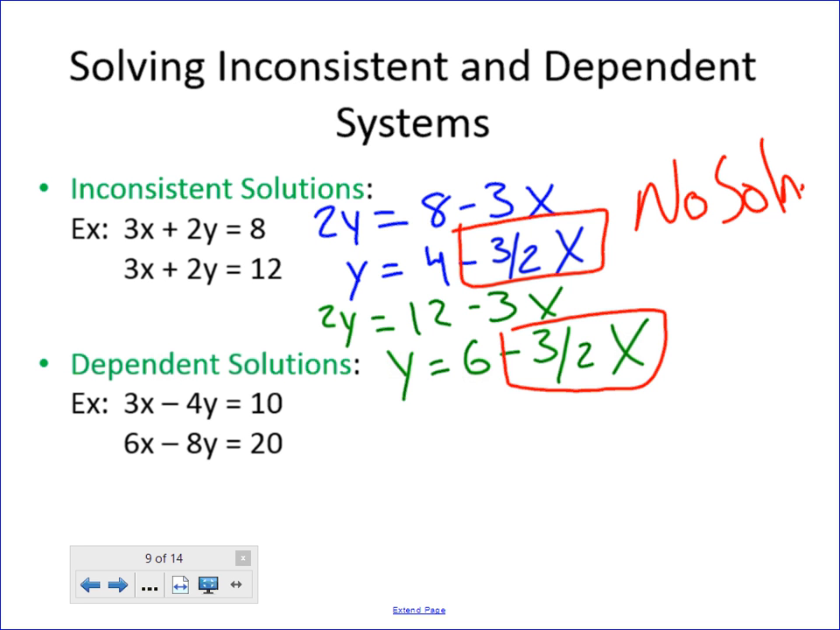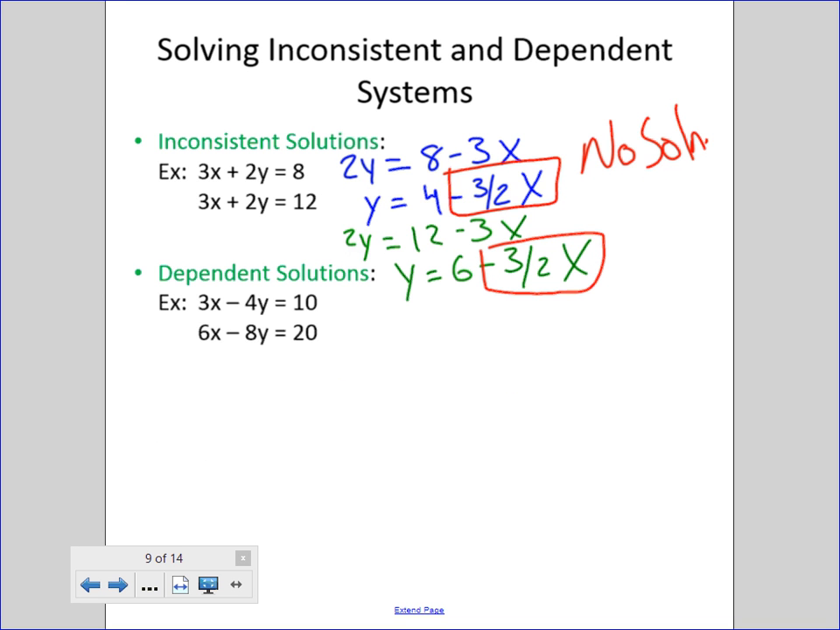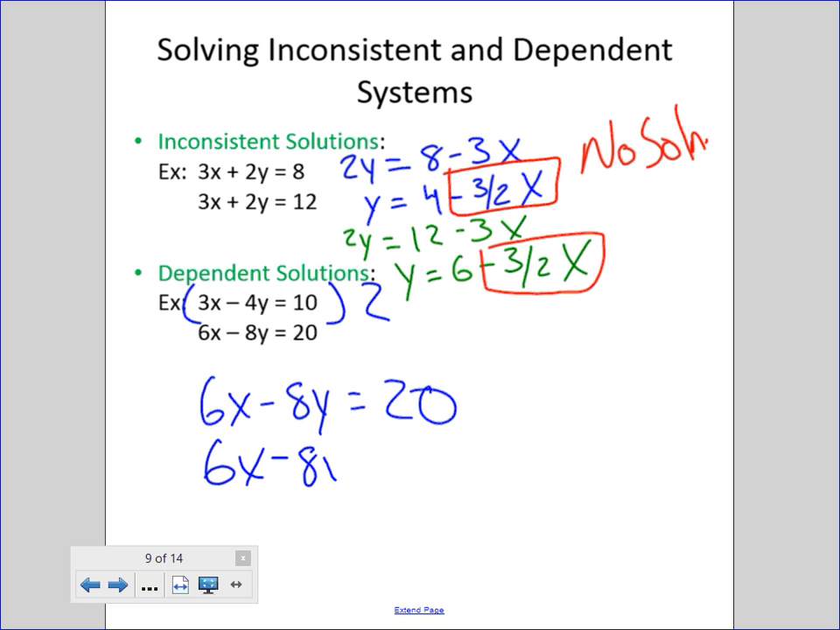For the second one, we have dependent solutions when the lines are the same. You'll notice that these lines actually are the same. Really, it's just the first line, if we multiply it by 2, we end up having the same line. So I have 6x minus 8y is equal to 20, when I multiply this by 2. Well, that's the same as the other line.